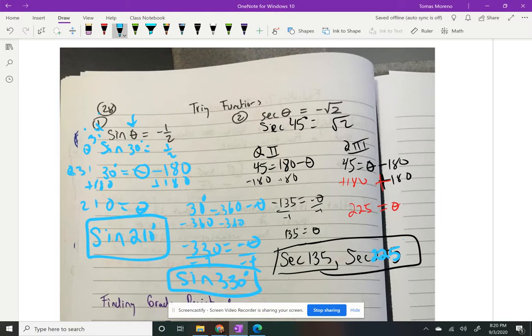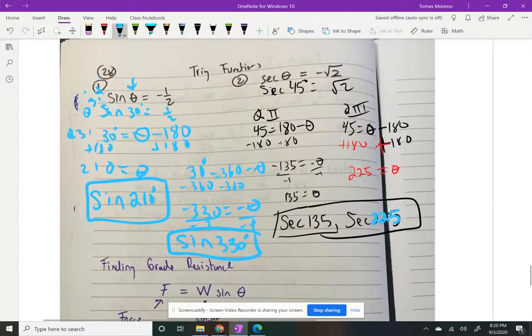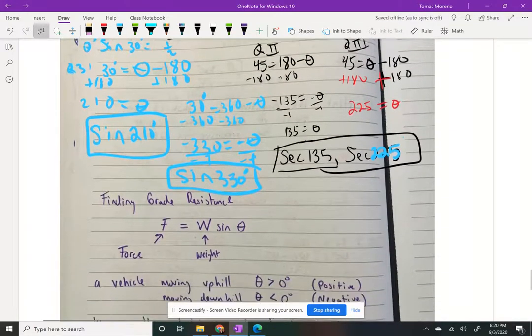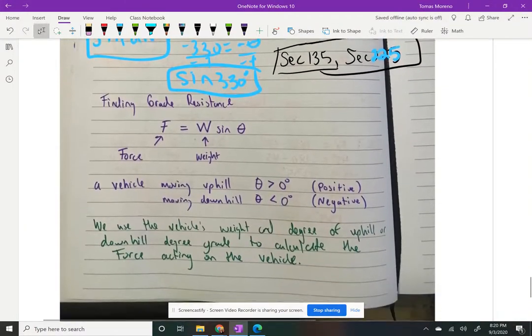So we're almost done, guys. I'm hoping I'm not going too fast. Last but not least, a little word problem. This is pretty much you take the problem situation they give you, and you just plug in what you know.